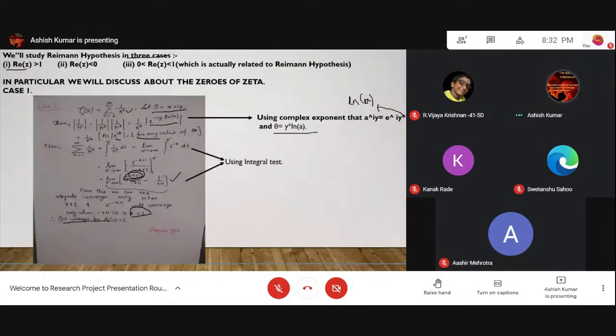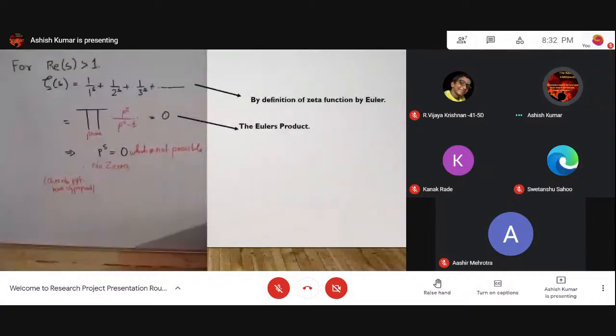Now, we are discussing the case for the real part greater than 1. We can write this by the definition of the function by Euler, and this is also the Euler's product. For getting the zeros, we can say that the product would have to equal 0, and we can see that there are no zeros in this case.